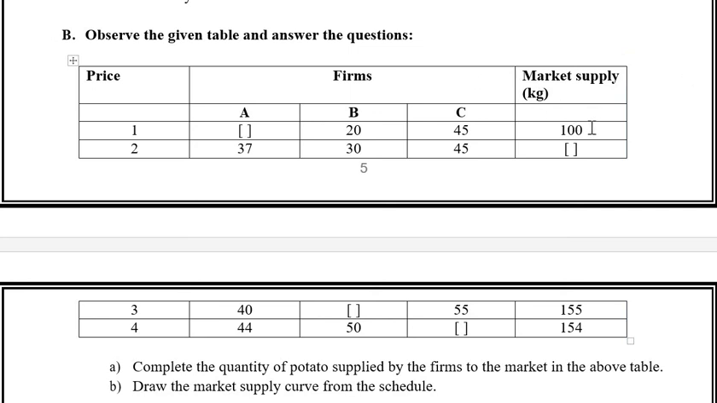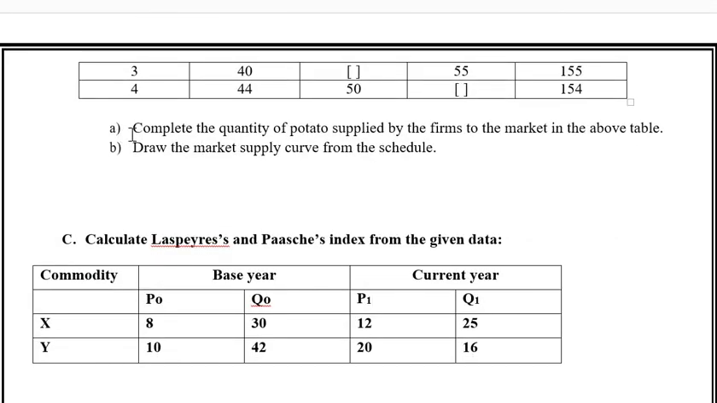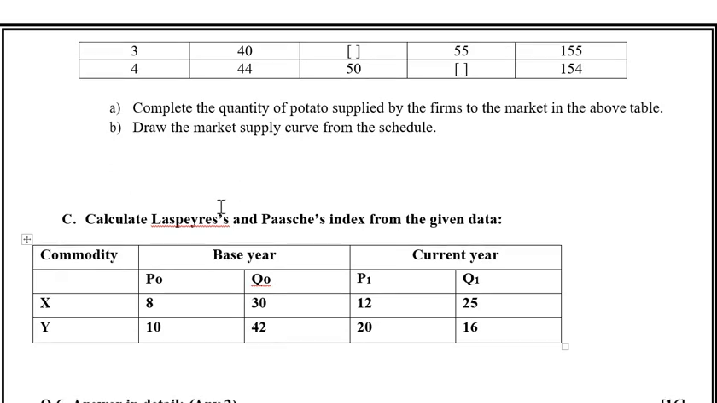Market supply in kg: 100 in case of the first price, second price nothing, third price 155 and fourth price 154. Now based on this observation of the table, A, complete the quantity of potato supplied by the firm to the market in the above table. Second, draw the market supply curve from the schedule. That means each question will have 2 marks because it is 4 marks in total. There are 3 parts, A, B, C. You can attempt any 2: A and B, or B and C, or A and C.